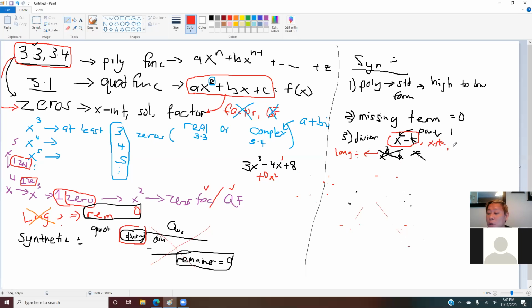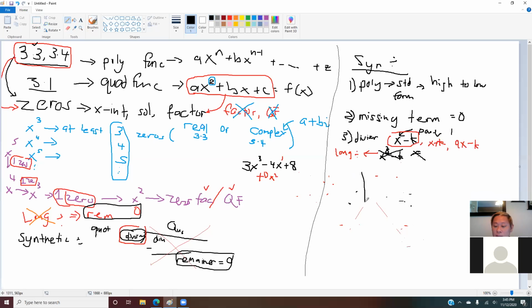So that's why we don't talk about that, because we try to avoid long division. It's a lot of work. You can also use ax plus or minus k. That means if you have a number in front, like 2x minus 1 or 3x minus 1 or 3x plus 5, you can still use it. So all this is good. Okay, so how do you do your synthetic division? First, you have to figure out your zeros here.